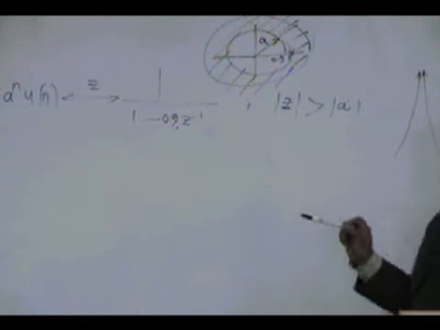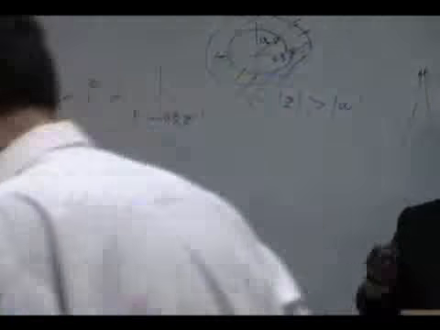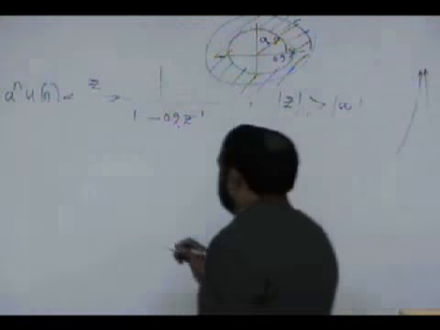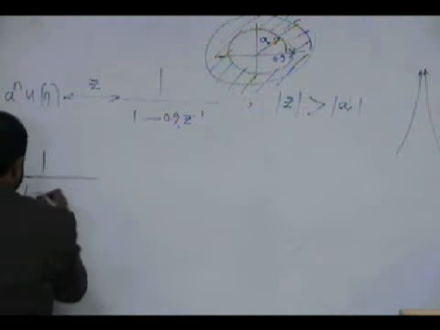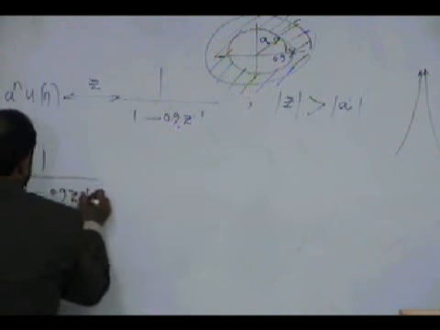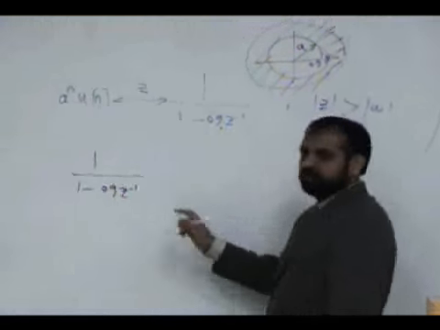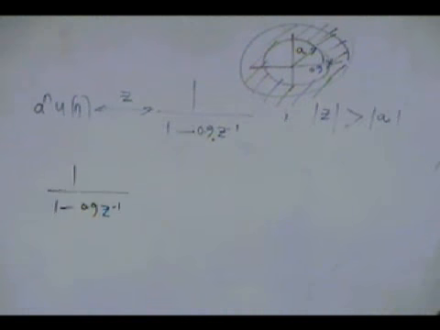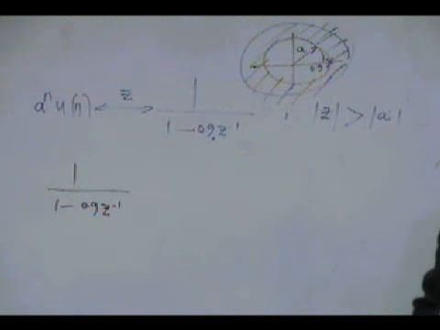Two different sequences may have the same Z transform. One will be a right hand side sequence, the other will be a left hand side sequence. Given this, now let's go in the other direction. If I ask you only this information, if I ask you to find the inverse Z transform, what will be the answer? There are two possibilities.